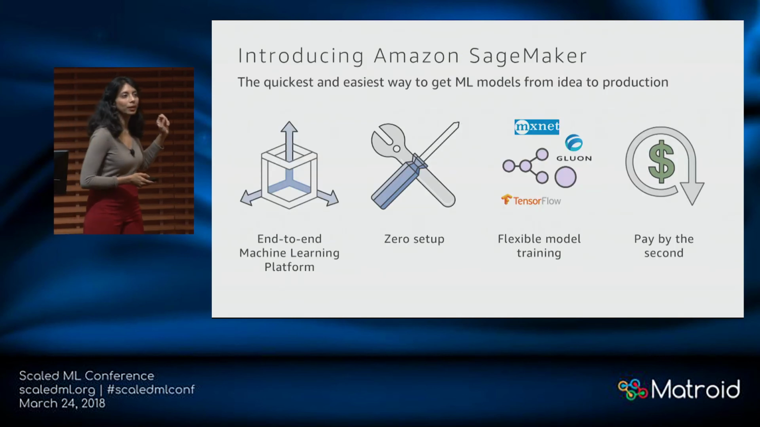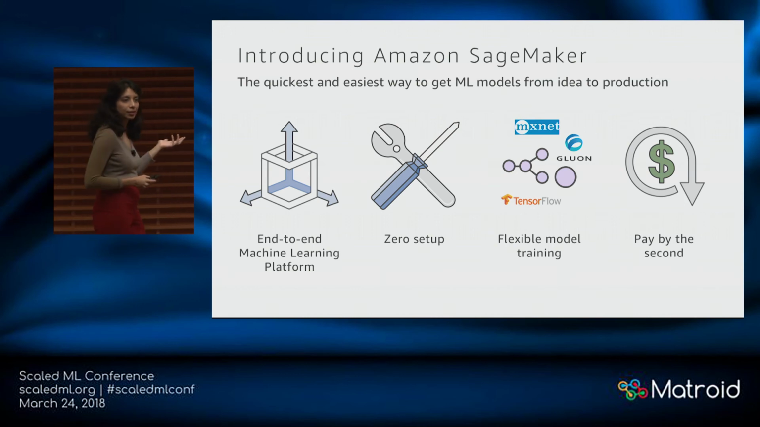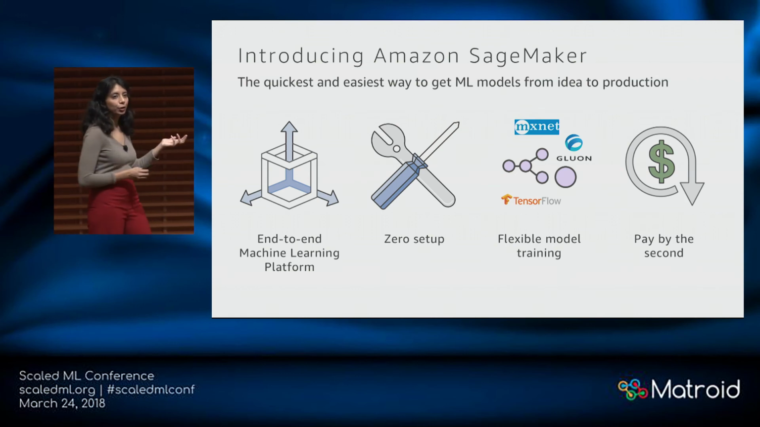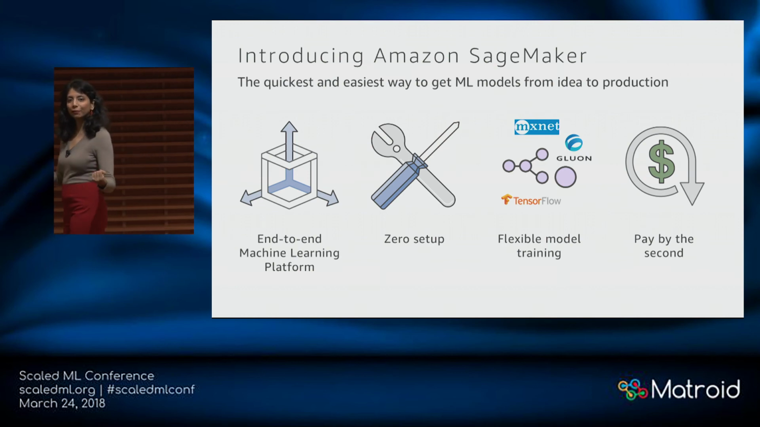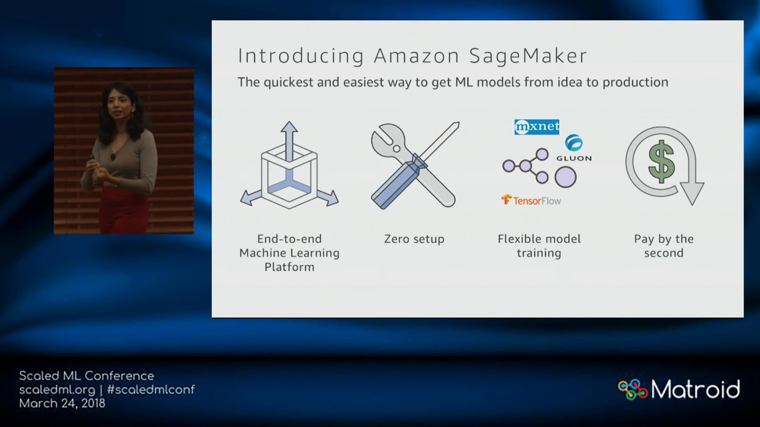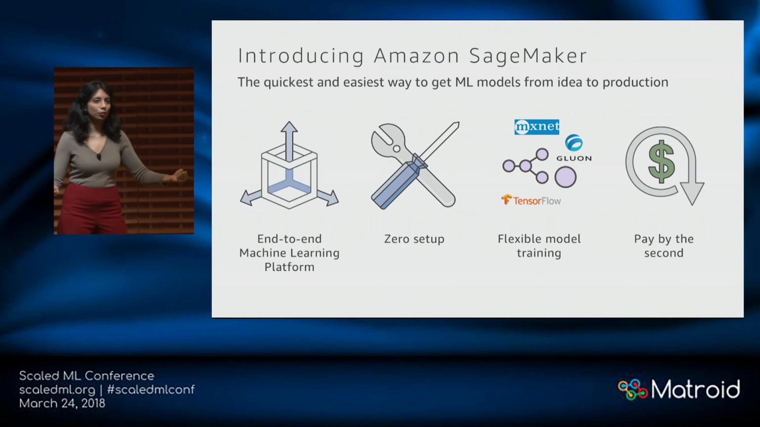So just a short word about what SageMaker is. SageMaker is a new platform that we released that allows you to take machine learning from a concept to production very seamlessly. So there is no setup required for infrastructure, right? So if you want to do multi-machine training, you can do that out of the box.